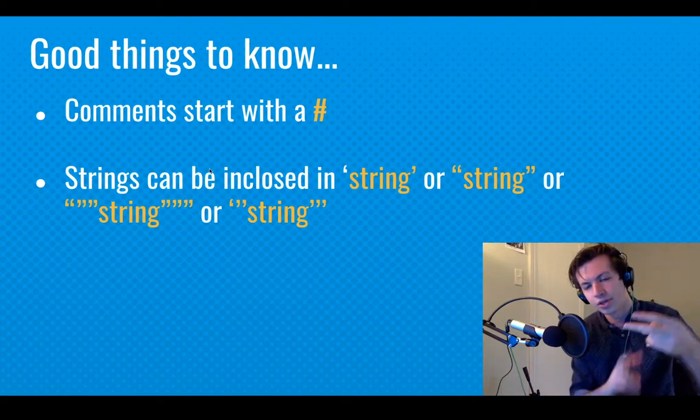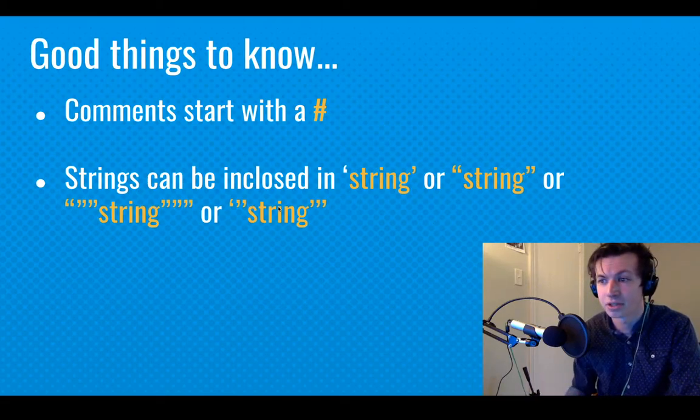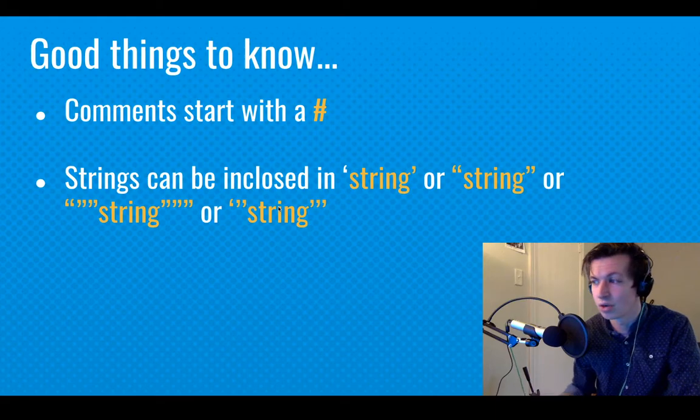Comments start with the hashtag, and then strings can be enclosed in either two of these apostrophes, two quotation marks, three quotation marks on each side, or three apostrophes. Those are all different ways that you can write strings. Any other way, not going to work. Be careful not to mix these. You can't have an apostrophe and a quotation mark.